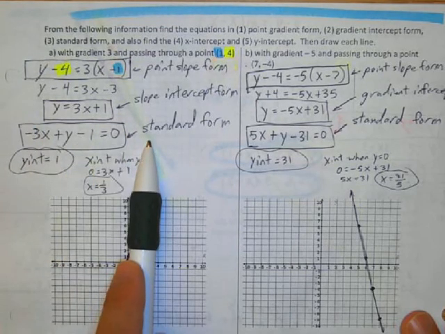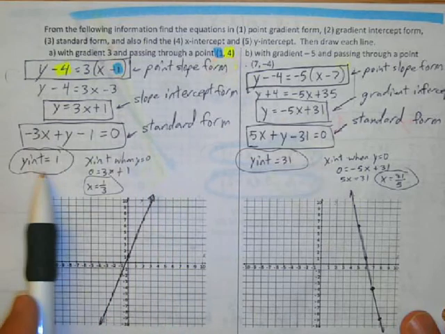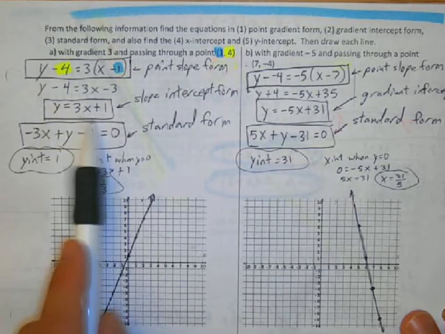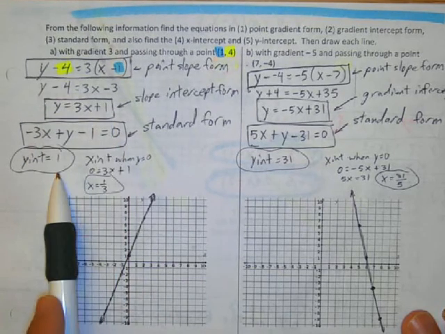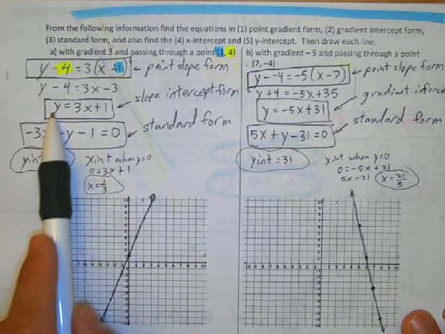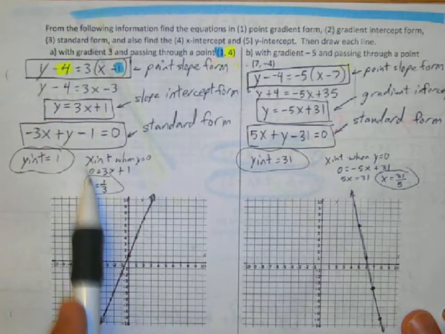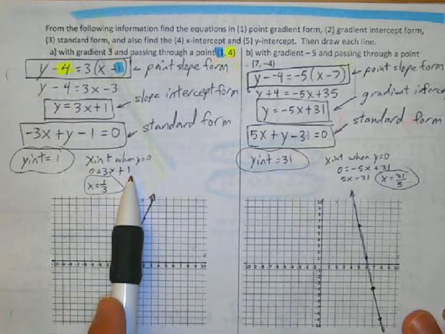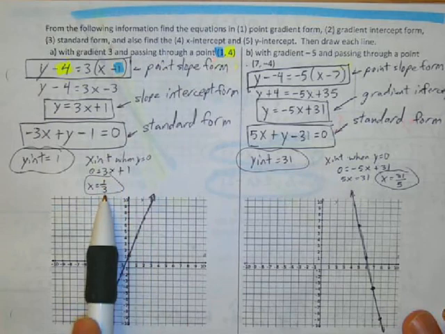To find the y-intercept, I make x equal to 0 using this equation. I end up with y equals 1. If I want to find the x-intercept, I make y equal to 0, and then I've got 0 equals 3x plus 1, subtract 1 on both sides, divide by 3, there's my x-intercept.